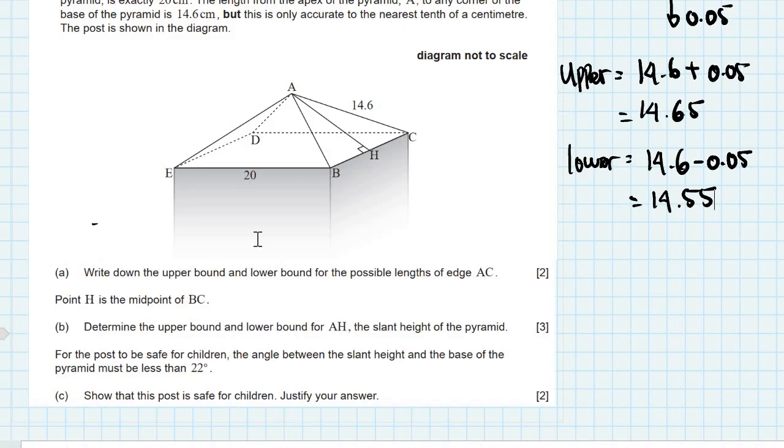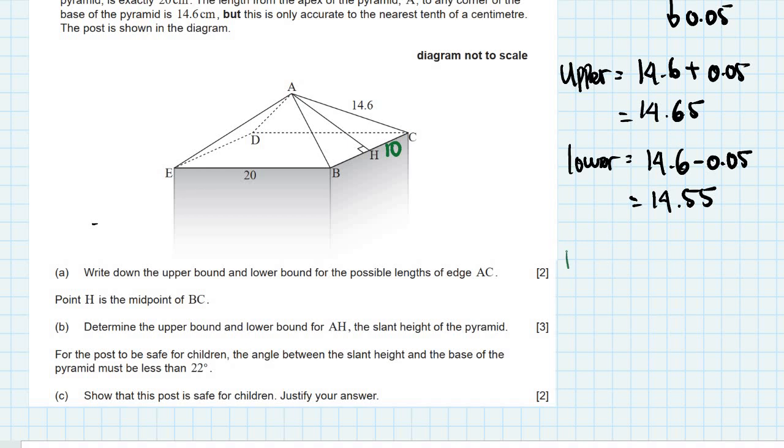Question B. Point H is the midpoint of BC. Determine the upper bound and lower bound for AH, the slant height of the pyramid. The slant height of the pyramid is this AH. We know HC is 10 because BC is 20 and HC is in the middle. So we can use HC and AC to calculate AH using the Pythagorean theorem.